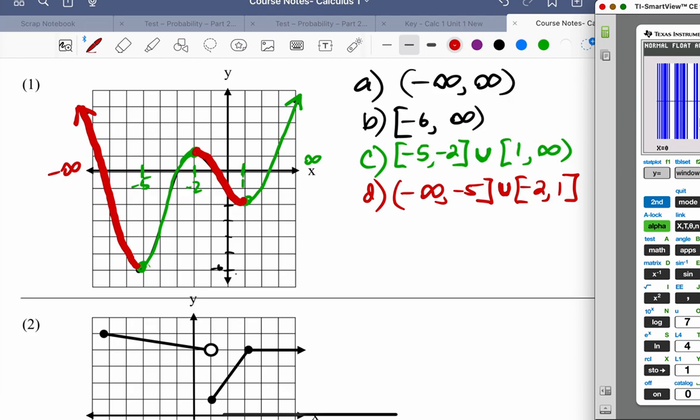When you write the interval notation representing anything, domain, range, increasing, decreasing, whatever, make sure that any relevant pieces are connected with a union.